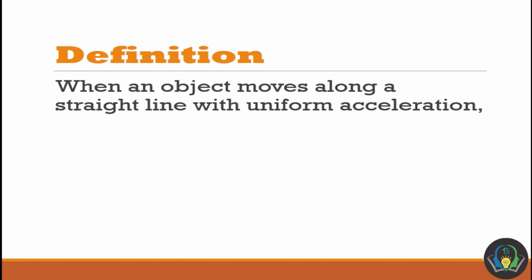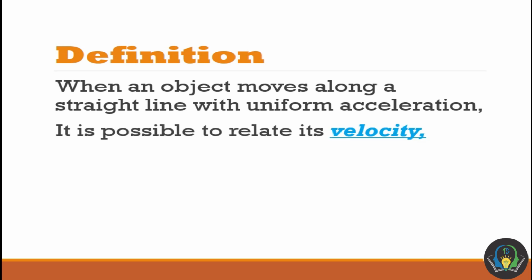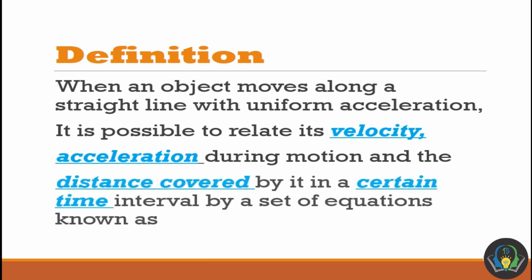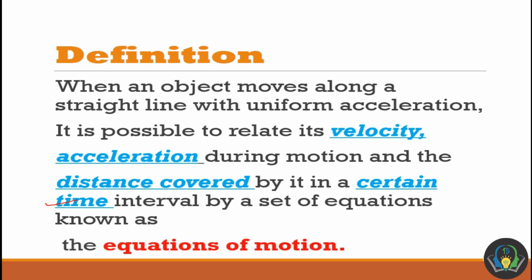When an object moves along a straight line with uniform acceleration, it is possible to relate its velocity, acceleration during motion, and the distance covered by it in a certain time. So here, as you can see, there are four quantities that we will be able to define in the equations, and this set of equations is known as the equations of motion. That means these four will be related to each other in the motion equations.